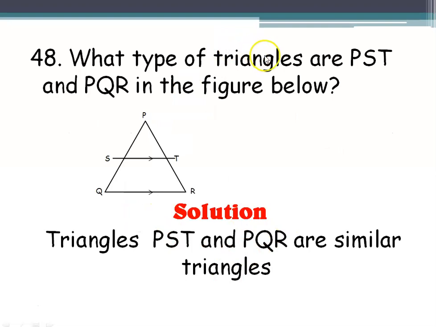Question 48 says, what type of triangles are PST and PQR in the figure below? So let's identify the triangles. This is PST and this is PQR. You can see that these are two similar triangles, except that their sizes are different. The same type of triangle but different sizes. They look alike but their sizes are different. So PST and PQR are similar triangles.